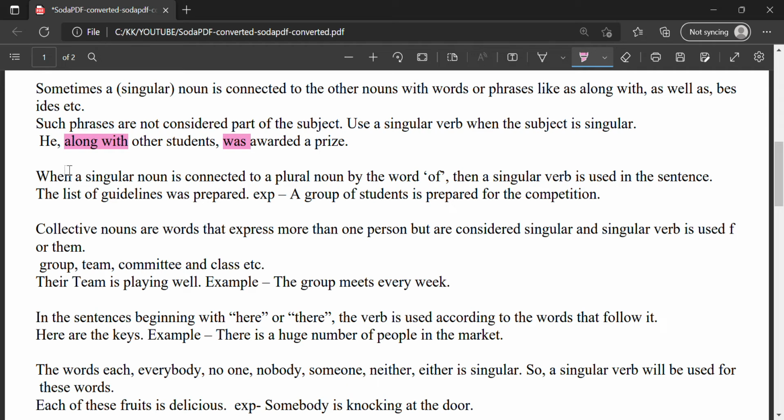That is all because we are specifying about this person. He, with the other students, was awarded a prize. "Were awarded a prize" doesn't sound good, you know that.